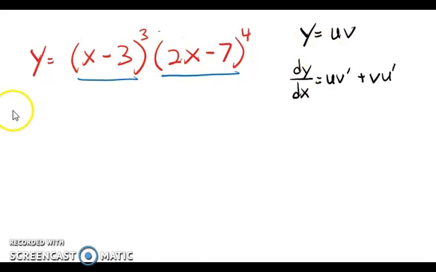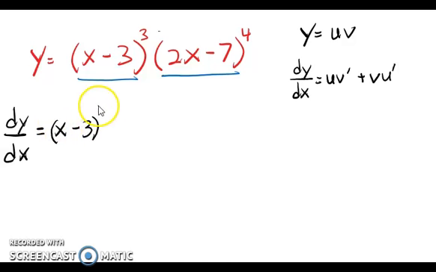Alright, so now we are going to differentiate this. dy/dx equals, the first one, u, we just copy and paste: (x minus 3) in a bracket to the power of 3. Now we have to differentiate the v, so we put a bracket here, and then we differentiate this as usual. This is explained in part 2. So the 4 we move in front.